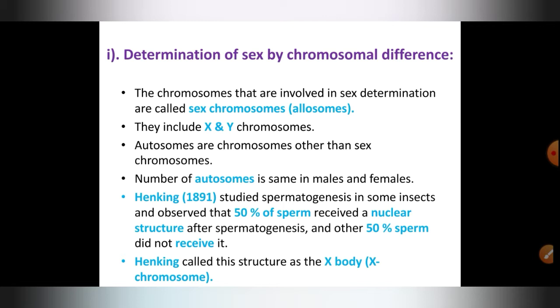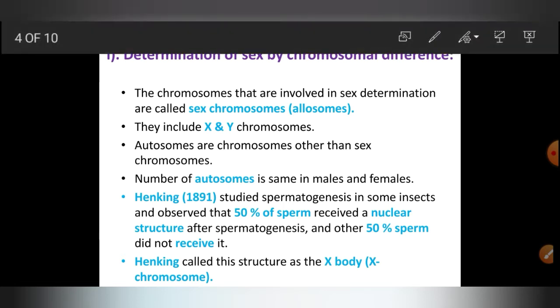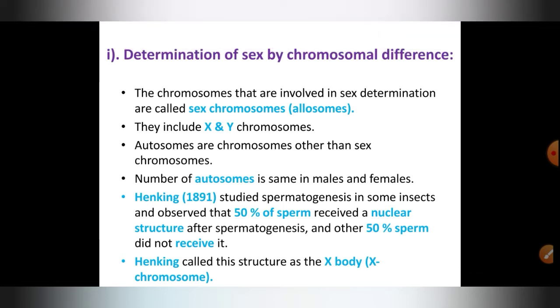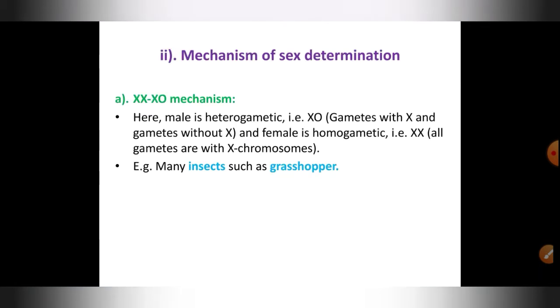Henking called this structure the X body or X chromosome. The 50% of the cells which received the nuclear structure after spermatogenesis are sperm, and the other 50% which did not receive the nuclear structure after spermatogenesis are called X chromosomes or X body. This is how he found that there are two types of allosomes or sex chromosomes: the X chromosome and the Y chromosome.